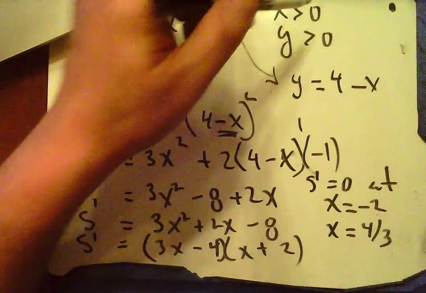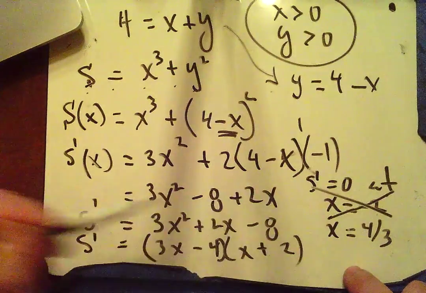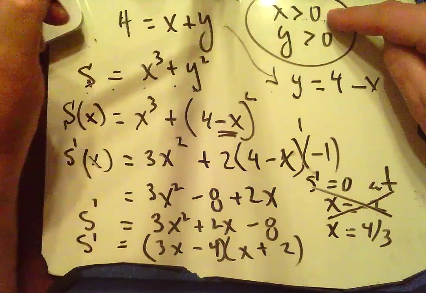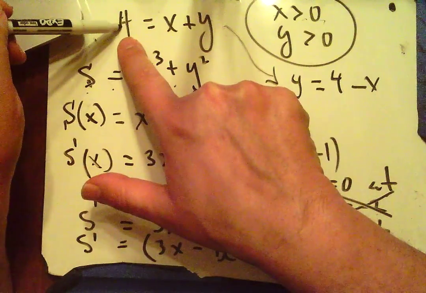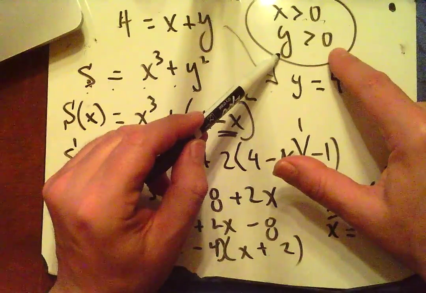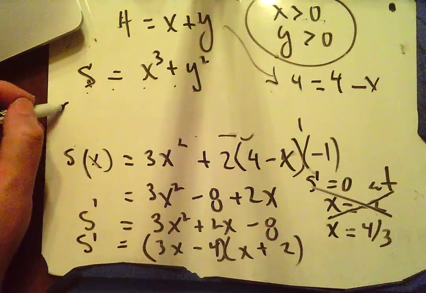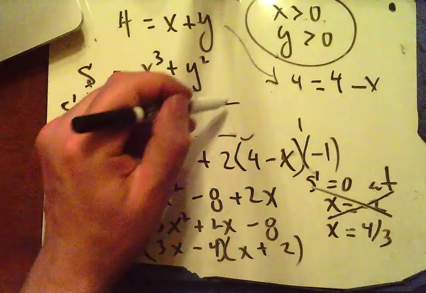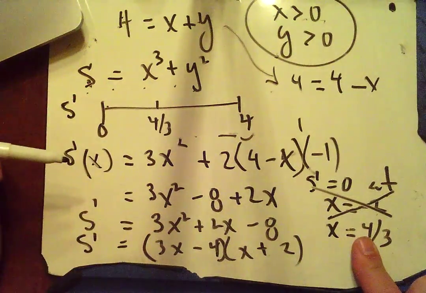So here's what I notice. X has to be a positive number. Also, I've got some boundaries. X has to be bigger than 0, but can x be bigger than 4? Well, only if y is negative, but here we're told y has to be positive. So I think I've got some boundaries here for my s prime sign chart. And that's 0 to 4, and one critical number on that interval at 4/3.